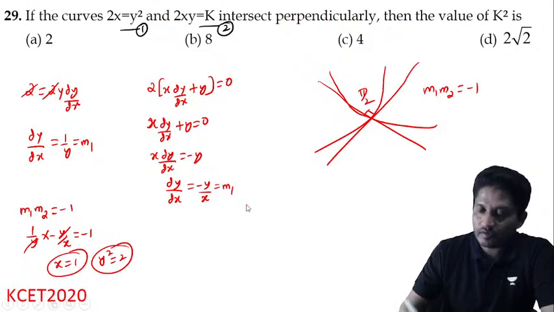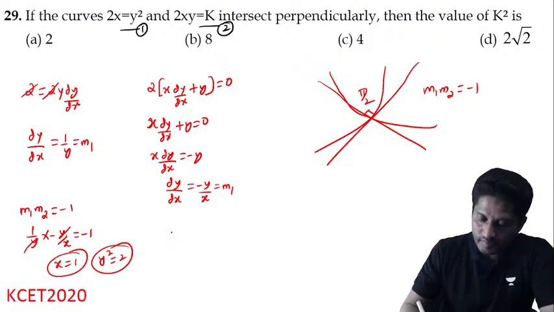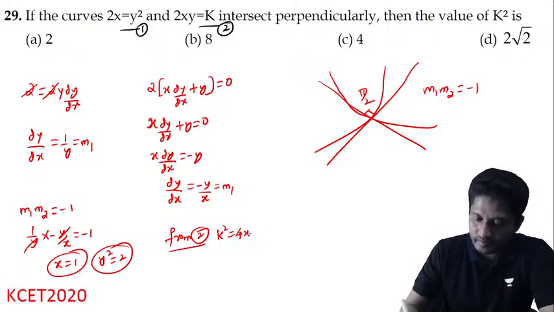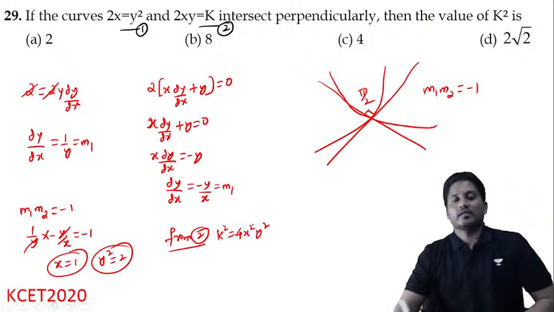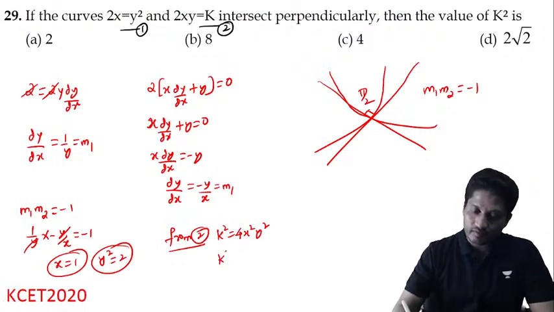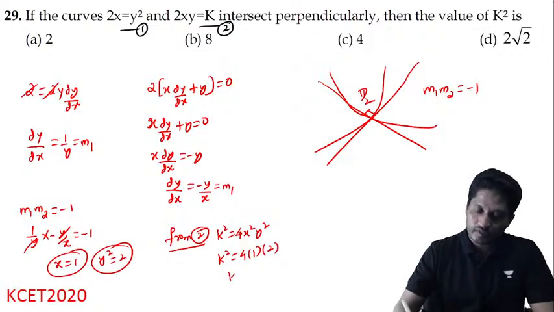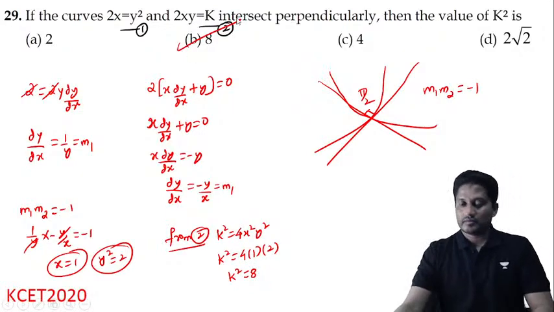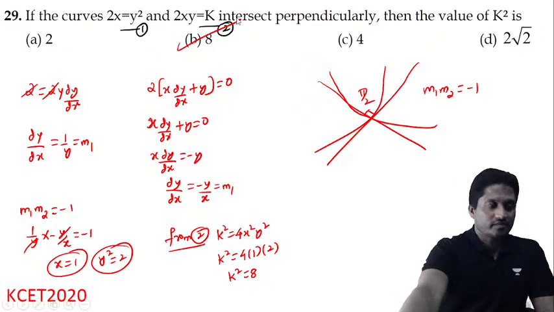Now I am supposed to find out what is k square. From equation 2, if you square on both sides, k square is equal to 4x square y square. So k square is equal to 4 times x square is 1, y square is 2. So k square is equal to 8. Answer is option B. Right, let's move to the next question.